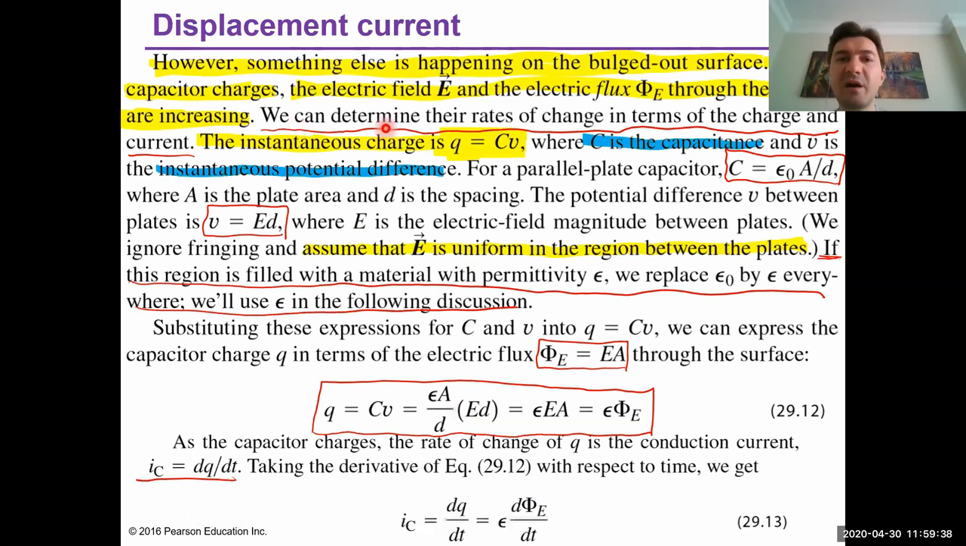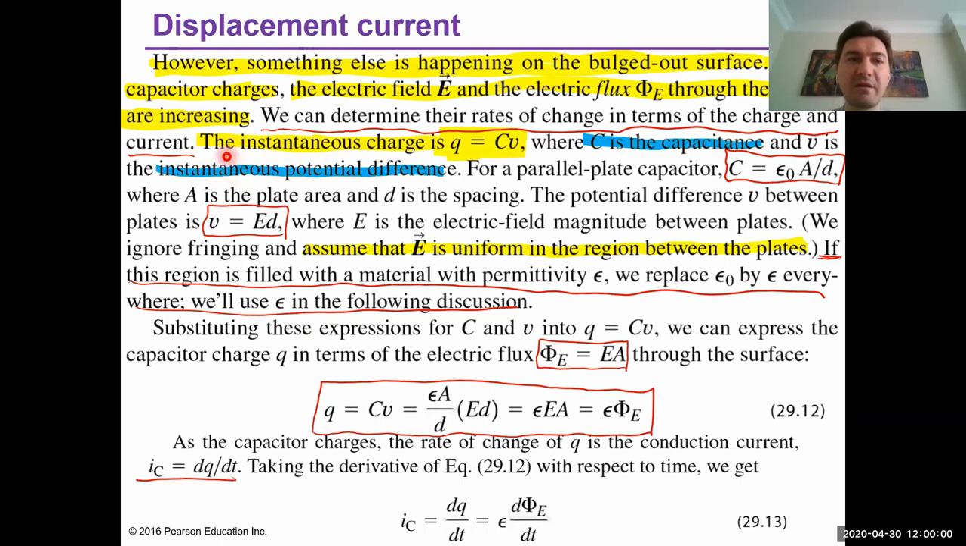We can determine the rates of change in terms of the charge and current. So flux changes, electric field changes by time, right? And they depend on the charge and current by time. We have already discussed this one.